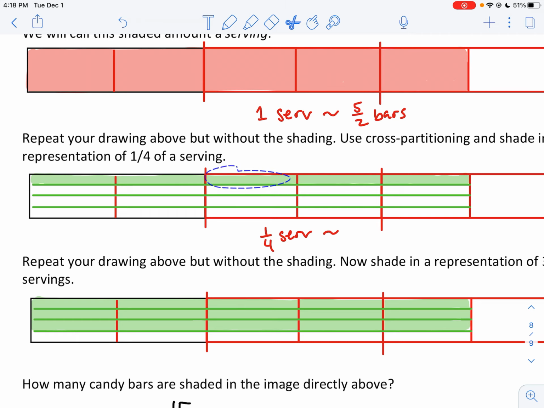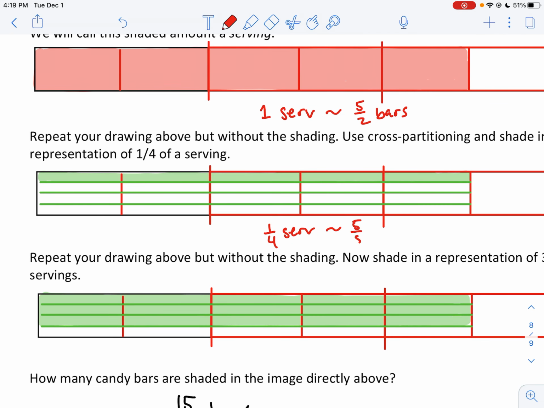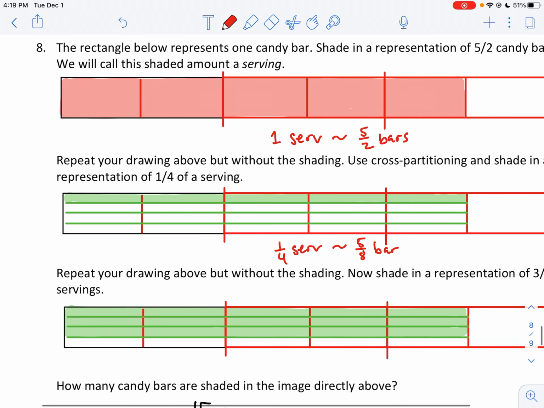Right, so let's focus on one of those pieces right there. I see a total of 1, 2, 3, 4, 5 of those green pieces. And how many of them make an entire bar? Well, 8 of them do. So there's 5 green pieces shaded, and 8 of them would make an entire bar. So in other words, we have 5/8. 1/4 of a serving corresponds to 5/8 of a bar.